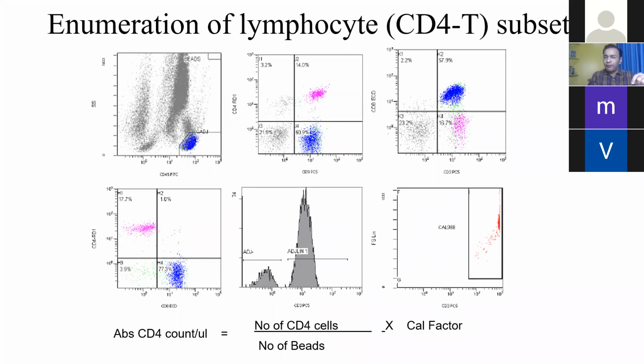But it can vary from lab to lab because the number of beads they put per microliter of sample can vary. In our laboratory, we put, for example, 900.